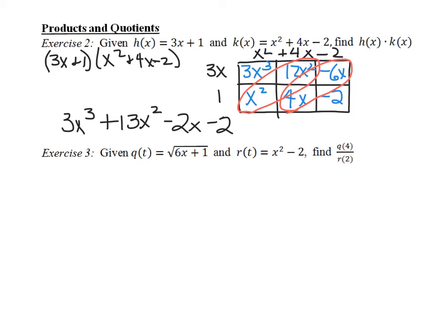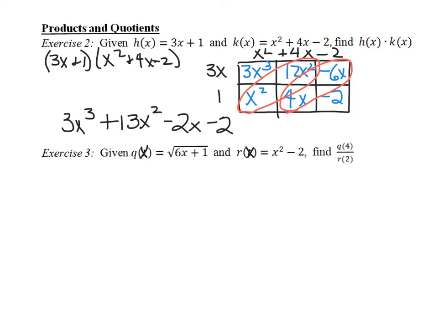Now in exercise number 3, we're going to do the quotient of two functions. But notice that we are evaluating the functions first and then taking the quotient of the outputs. First of all, do me a favor and change our variables. I made a mistake when typing, so it should be q of x is equal to the square root of 6x plus 1, and r of x is equal to x squared minus 2.